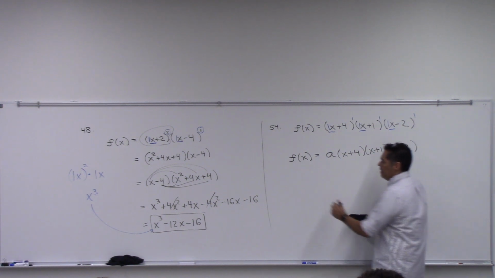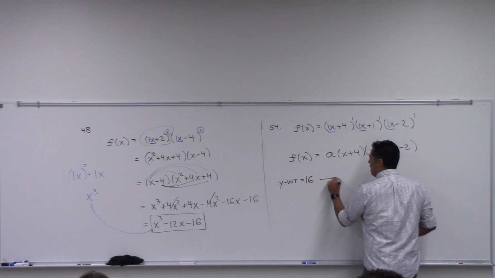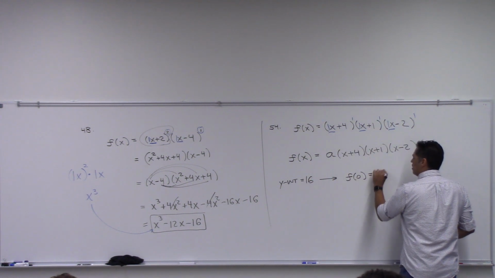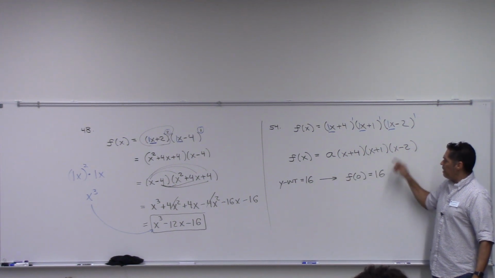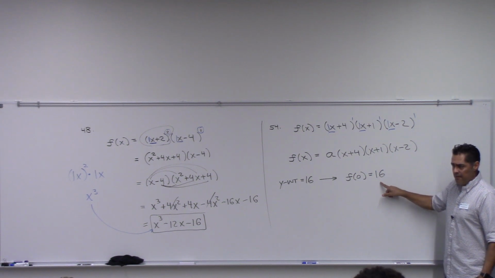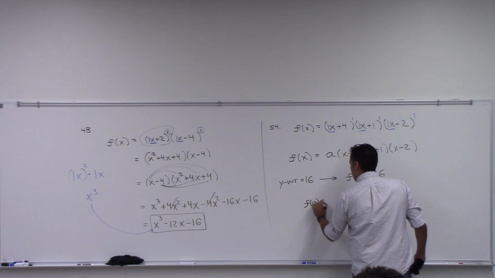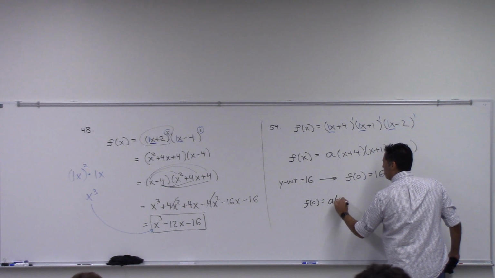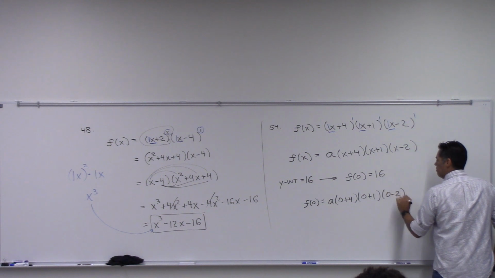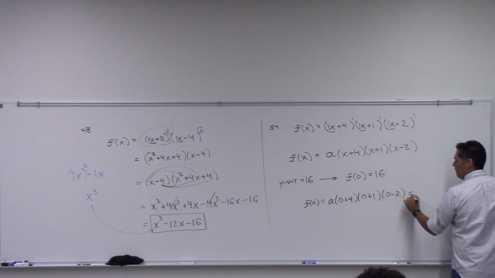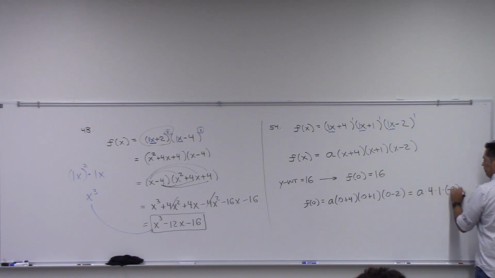And what I need is a y-intercept to be equal to 16. That means when I plug 0 into the function, I get 16. Remember how to find y-intercepts? You plug 0 into the function. When I plug 0 into this, I better get 16. Yeah? So let's plug 0 into this. What is f of 0? a times 0 plus 4, 0 plus 1, 0 minus 2. What's that equal to? This is a times 4 times 1 times -2, right?